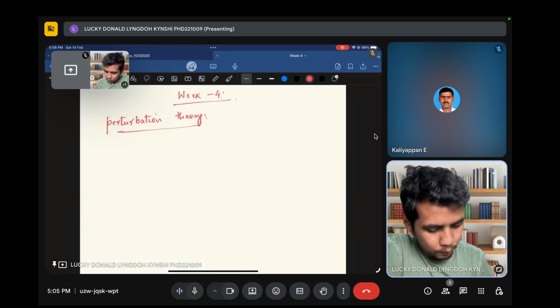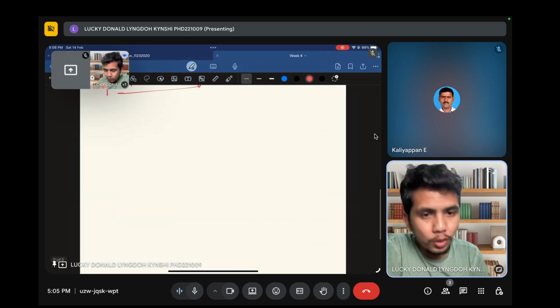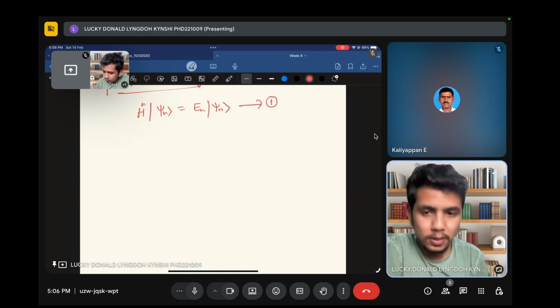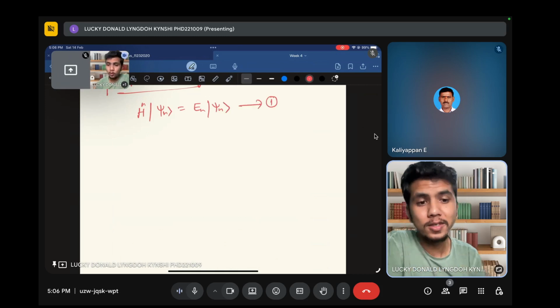So if you remember, if you take the Hamiltonian and operate on the state psi n, you will get the energy En, right? This is what the Schrodinger equation says: if you operate the Hamiltonian on the state function, you will get the energy values.